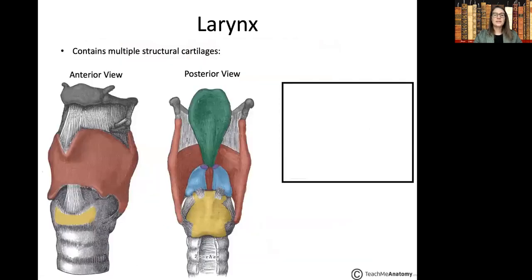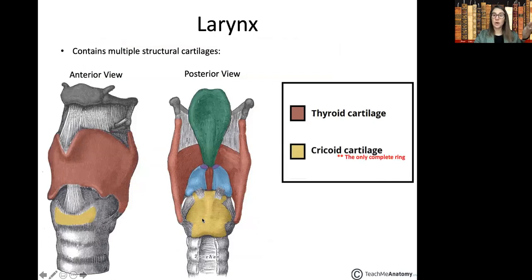The larynx itself contains multiple structural cartilages, which we will go over on this diagram. The first is the thyroid cartilage, pictured in brown. It's a shield in front of the larynx that extends its superior and inferior horns. You can see the superior horn approximates the hyoid bone, and the inferior horn approximates and articulates with the next cartilage, which is the cricoid cartilage in yellow.